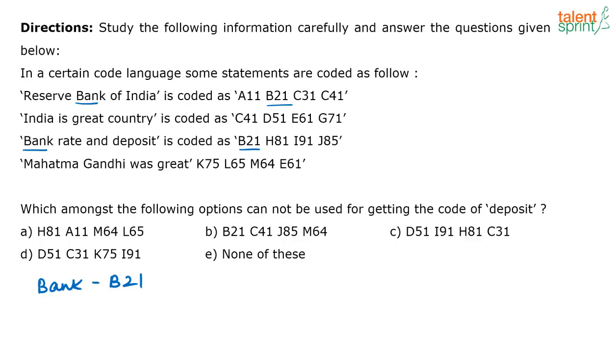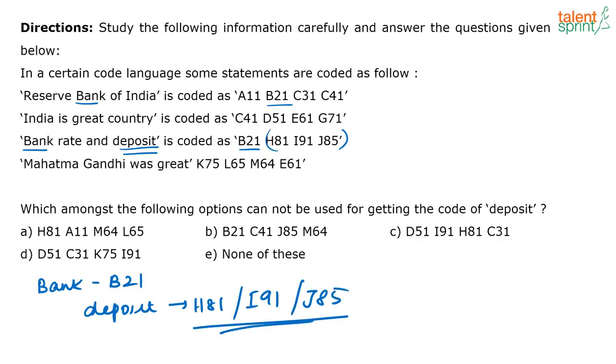So here what you can very clearly see is that for the code for deposit, there are 3 possibilities. Now I am only able to find out the code for bank, that is B21. So these 3, rate and deposit, I am not able to find out. So I can say that the code for deposit has to be either H81 or I91 or J85. Any one of these has to be the code for deposit. Now what is given in the question? Which amongst the following options cannot be used for getting the code of deposit?